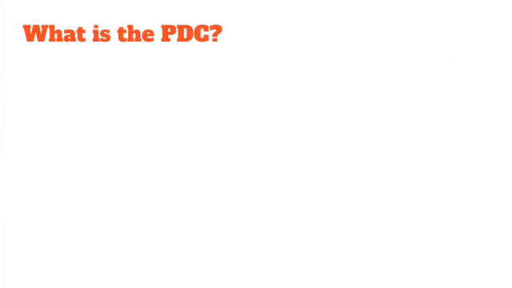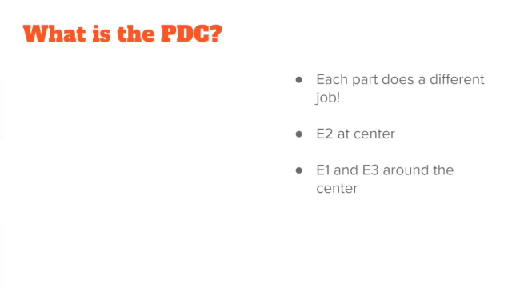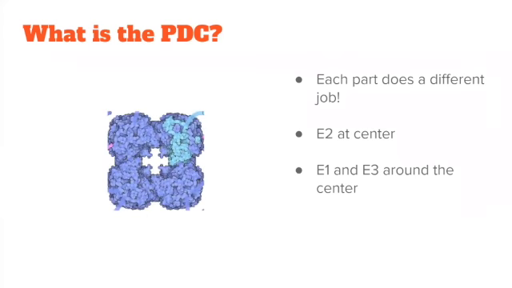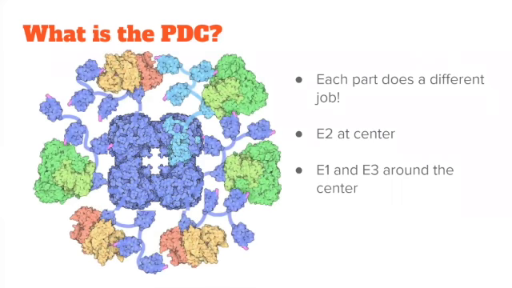So what is the PDC? PDC is a multi-enzyme complex, which just means that it has several parts that do different work at different stages, grouped together into one giant complex. And this giant complex is divided into three areas, E1, E2, and E3. The E2 center forms the core with cubic symmetry, while the E1 and E3 surround this core center.